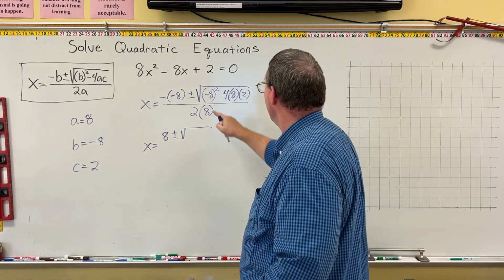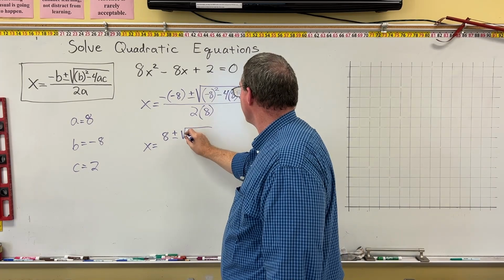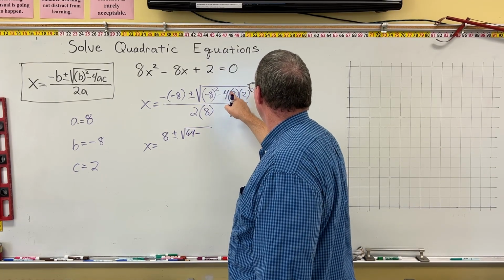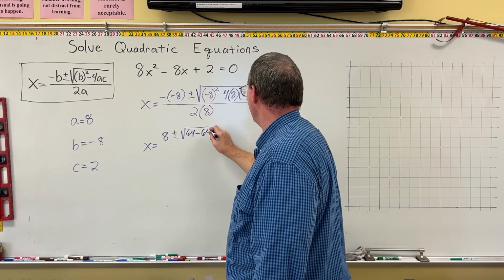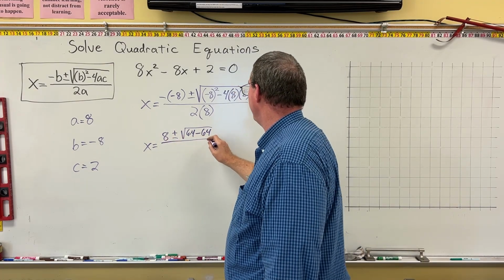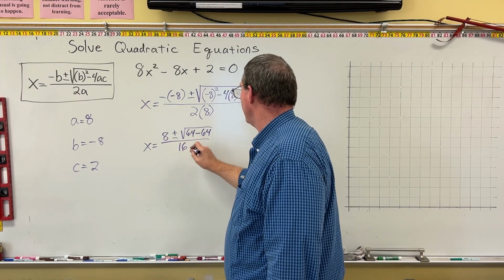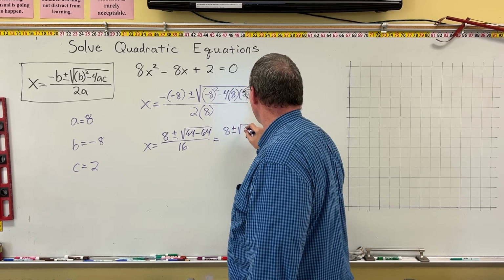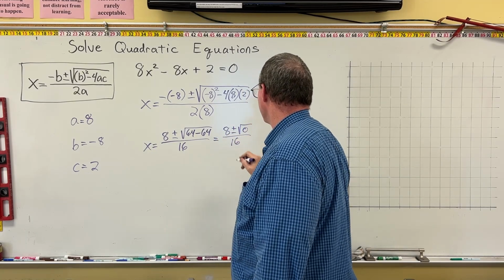Oh, that makes sense, because -8 times -8 is 64, minus 4 times 8 is 32, 32 times 2 is 64. Okay, so it becomes 0. That's convenient. 2 times 8 is 16. And so what we wind up with is 8 plus or minus the square root of 0 over 16.